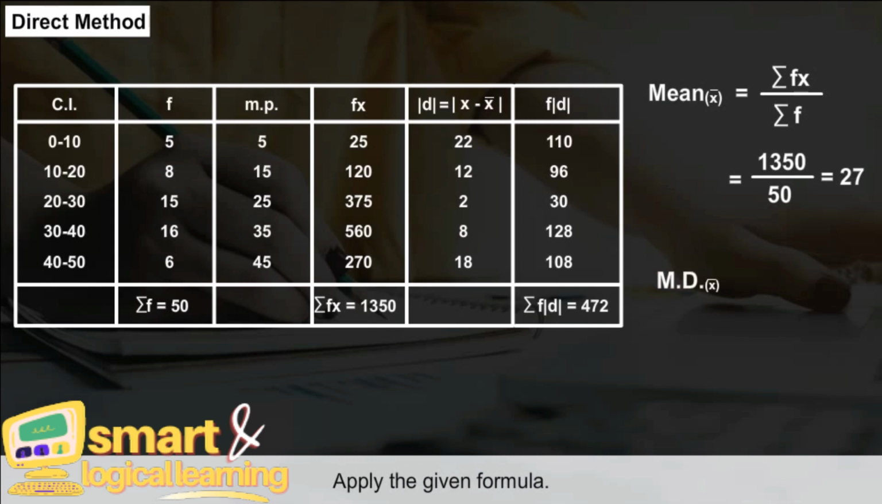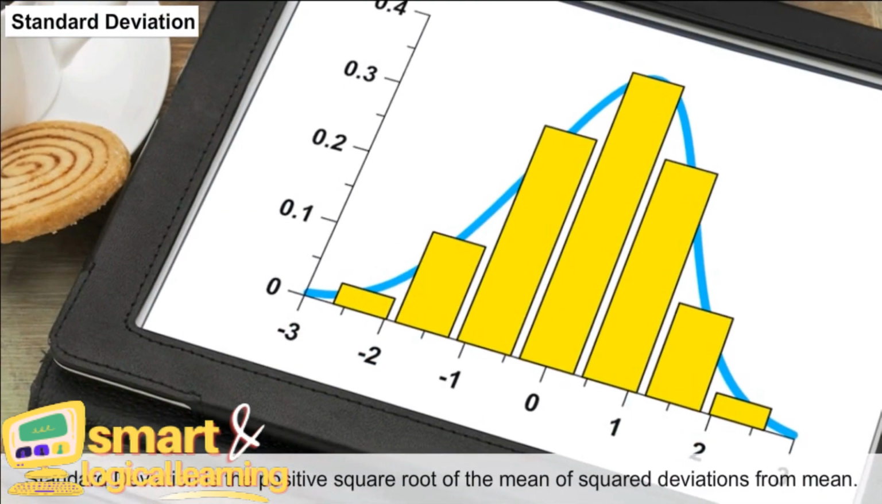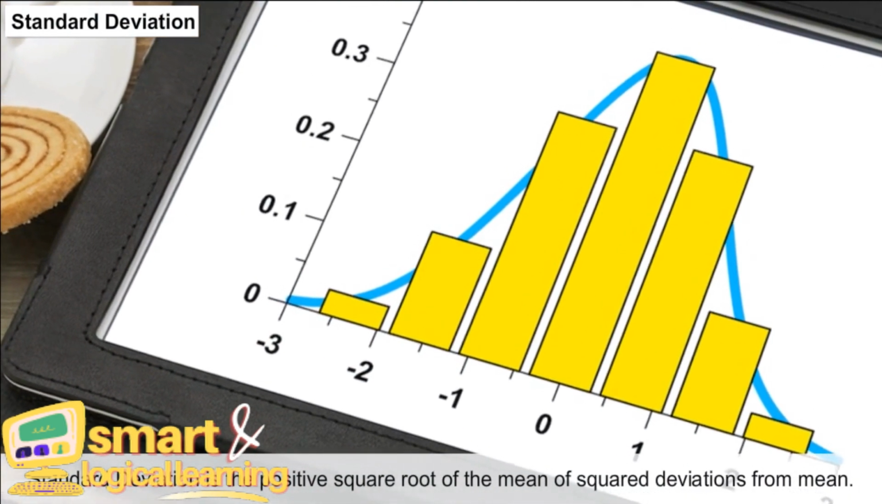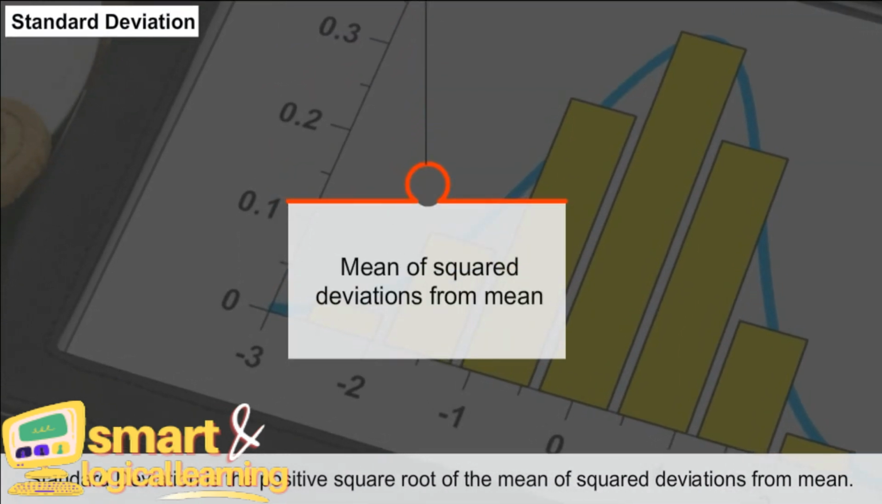Mean deviation x bar is equal to summation f mod d upon summation f. Standard deviation. Standard deviation is the positive square root of the mean of squared deviations from mean.